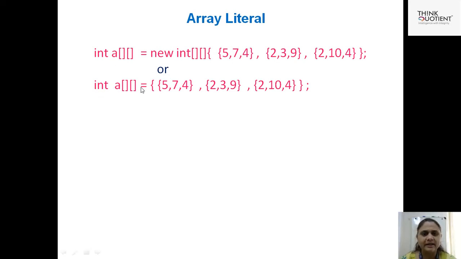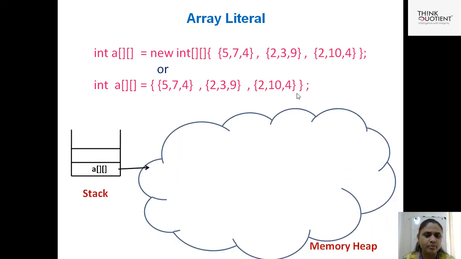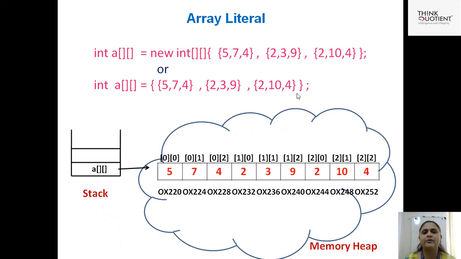Here in this syntax, if you omit this part, if you don't write new int with 2 square brackets, it's alright. You can directly initialize it by saying integer 2-dimensional array A is equal to, directly in curly brackets, you can initialize the values like this, and when this array will be allocated into memory, that would be directly with the specified values that you have given. Okay, this is how it would be initialized. So this is initializing your array by using array literal.